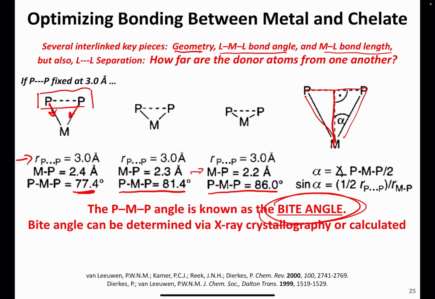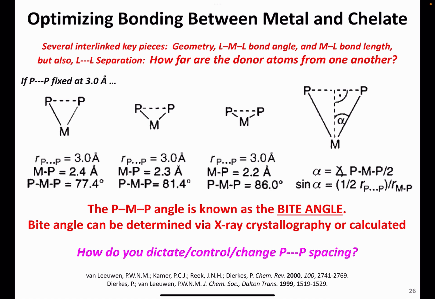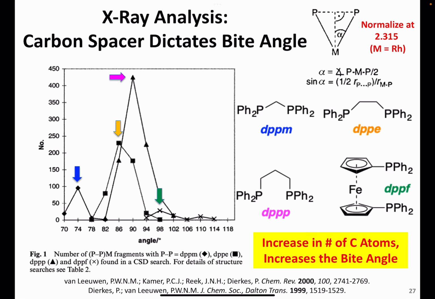This PMP angle, or this ligand-metal-ligand angle, is known as the bite angle. And so notice that if you have a fixed distance between the two donor atoms, as the MP bond length gets longer and longer and longer, the PMP angle can get smaller. But the second piece is controlling the spacing between the two donor atoms, in this case, the PP spacing. And so how are we going to actually control that PP spacing? Well, we can control it with a carbon spacer, or the linker between the two donor atoms.